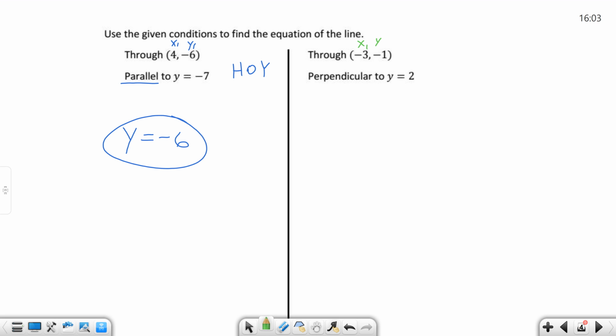So this is x1, y1, and it's perpendicular to horizontal. What kind of line is perpendicular to horizontal? Vertical, right? And that means what? Instead of y equals, it's x equals. So it's x equals what? -3, right? X equals -3. So it's x equals the x value there. You didn't have to worry about m or anything else. It was undefined slope. It's just x equals a number. And there it is.